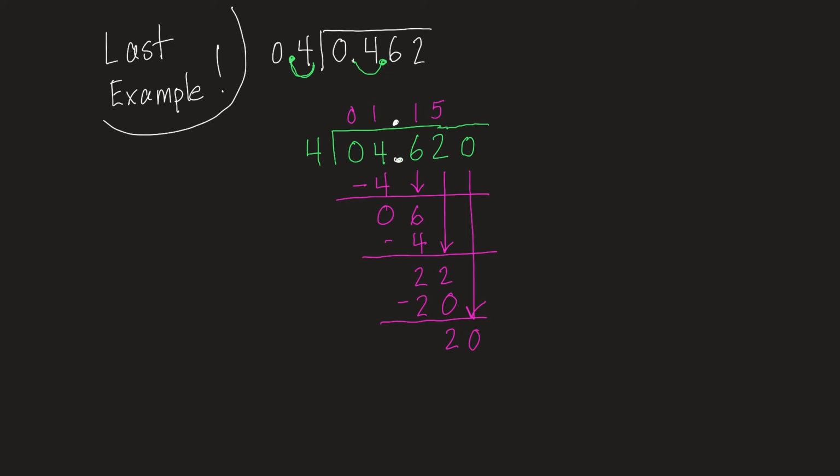Now, continue. Divide, put your answer up. Multiply, put your answer down. Subtract, put your answer down. We're at the end. Yay. So our answer is 1.155. Now we should check it, correct? Good. So with the big G, this number times this number plus any remainder had better equal this number, or our answer is wrong.